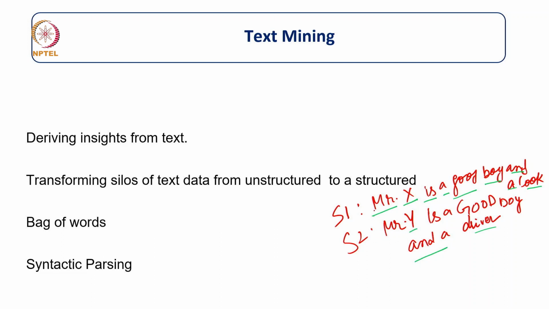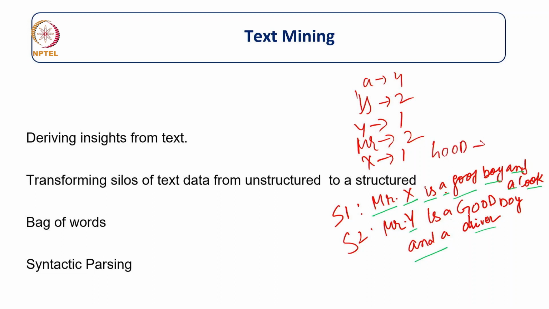Say for example, if we see here, Mr. occurs two times across both sentences. Then X is 1, Y is 1. Then we have "is" with occurrence 2. Then we have the occurrence of "a" as 1, 2, 3, 4. Then for "good", the occurrence is 1 in each sentence, and then we have cook 1, driver 1.